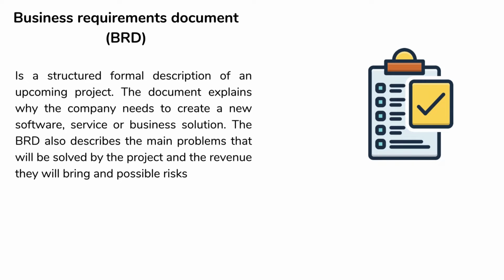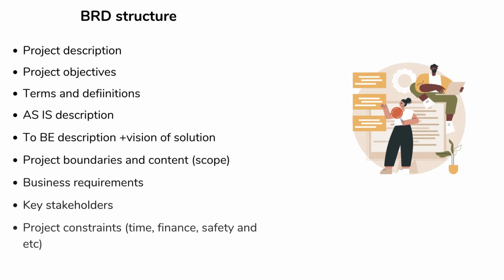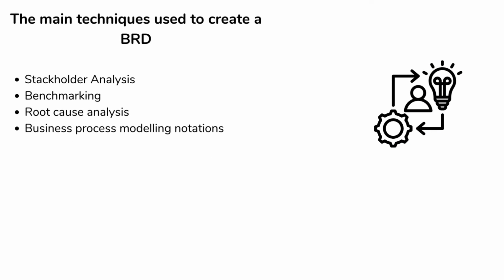and possible risks. Structure of the business requirement document: project description, project objectives, project goals, terms and definitions, as-is situation description, top-level business logic of the desired situation to be modeled, project boundaries and the content scope, business requirements, organizational structure, key stakeholders, and the project constraints such as time, financial, technological, and safety. The main techniques used to create a BRD are stakeholder analysis, benchmarking, root cause analysis, business process modeling notation.